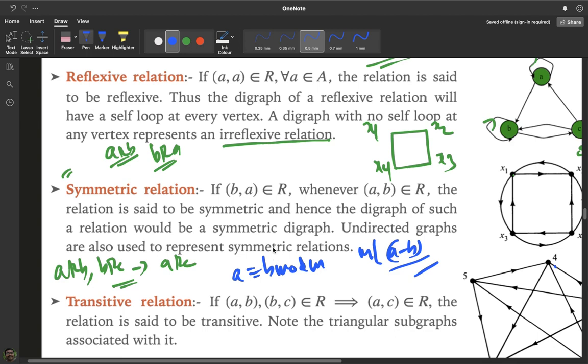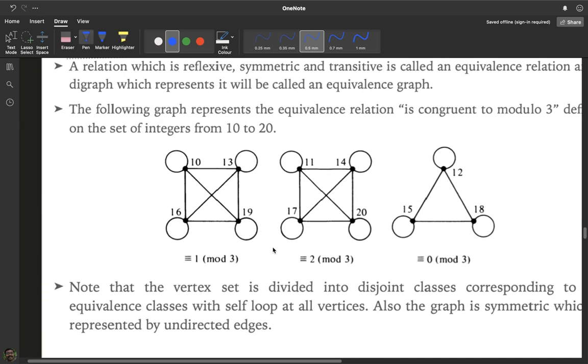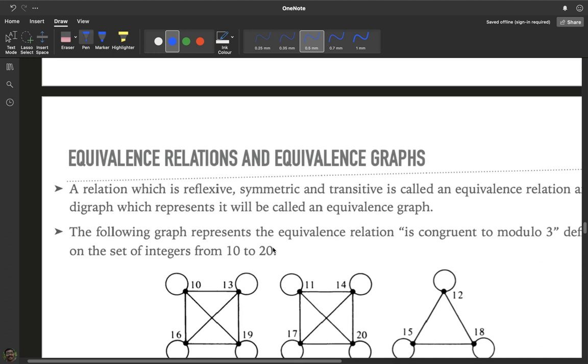Now let us see what an equivalence relation is. Already we have studied equivalence relations. What was an equivalence relation? An equivalence relation is reflexive, symmetric, and transitive. For example, parallel to is an equivalence relation. Congruence is basically an equivalence relation. Equality is an equivalence relation. So we have studied many examples of equivalence relations in earlier classes.